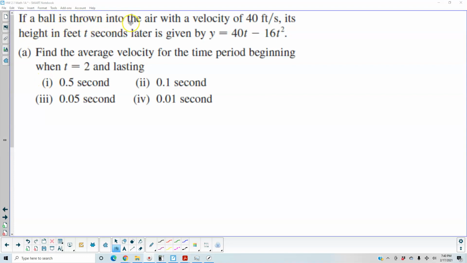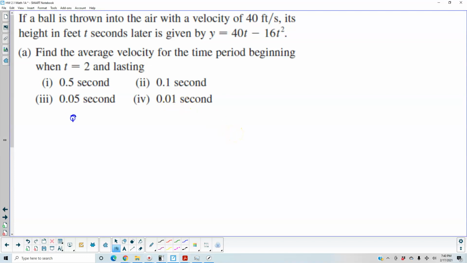If a ball is thrown into the air with a velocity of 40 feet per second, its height in feet t seconds later is given by y equals 40t minus 16t squared. In part A, we want to find the average velocity for the time period beginning when t is equal to 2 and lasting 0.5 second, 0.1 second, 0.05 second, 0.01 second.